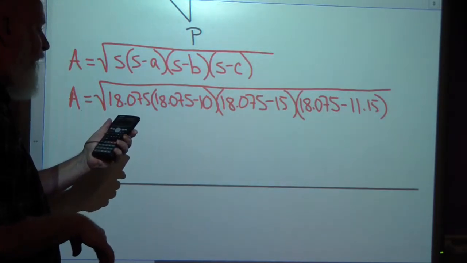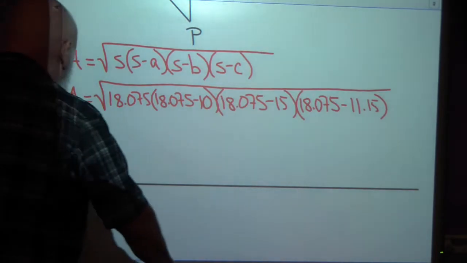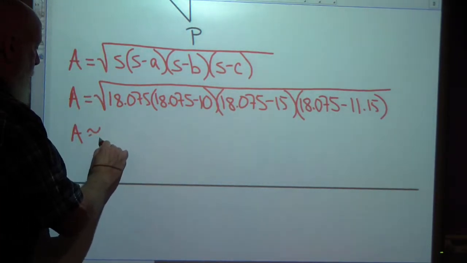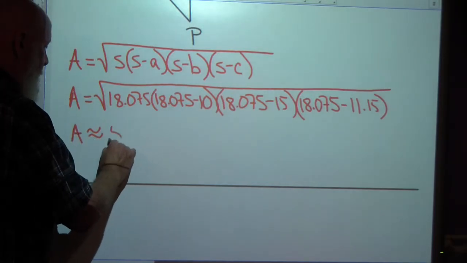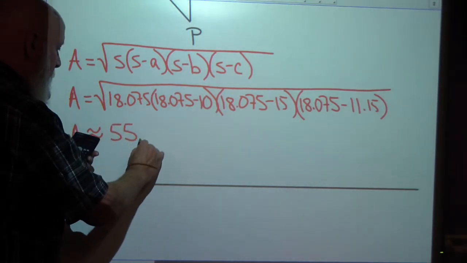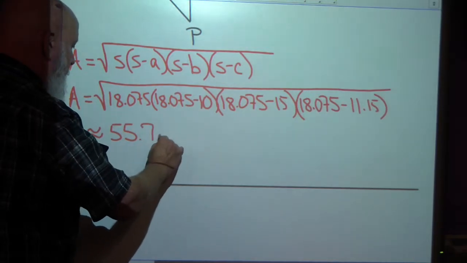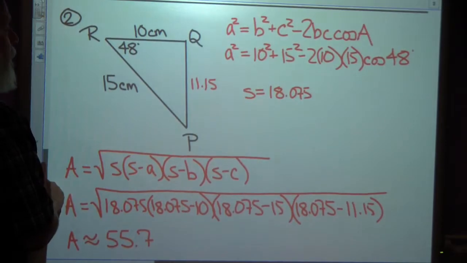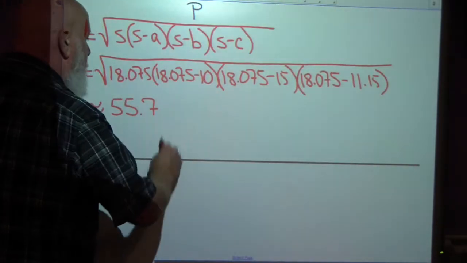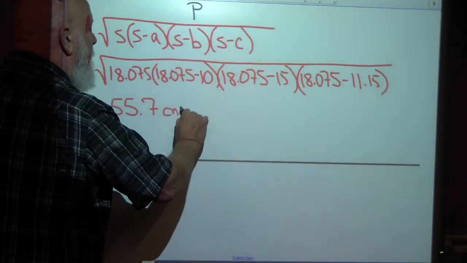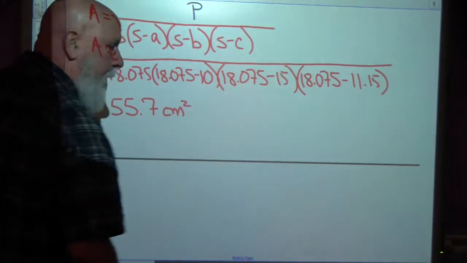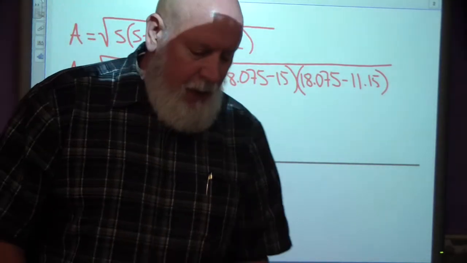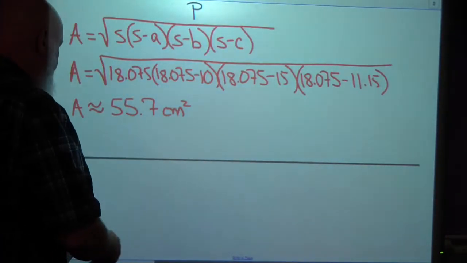Got 55.7. I sure hope that's right. That's an awful lot of button pushing. If I messed it up, I'm going to be embarrassed, and I'll have to do this whole thing over again. And what's our unit of measure? Centimeters. So this would be square centimeters if I haven't made a mistake. And if I have, then I get to tape this whole lecture over again. Yeah! 55.7, I can't believe it.